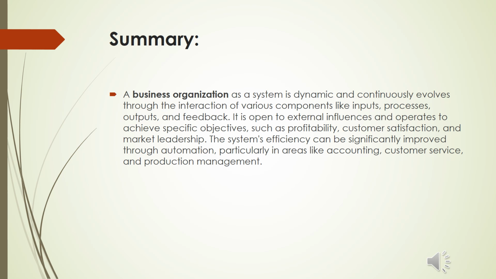Let's summarize it. We looked at business organization. A business as a system is dynamic and continuously evolving through the interaction of various components like the input, process, output, and the feedback. It's open to external influences and operates to achieve specific objectives, such as profitability, customer satisfaction, and market leadership. The system efficiency can be significantly improved through automation, particularly in areas like accounting, customer services, and production management.